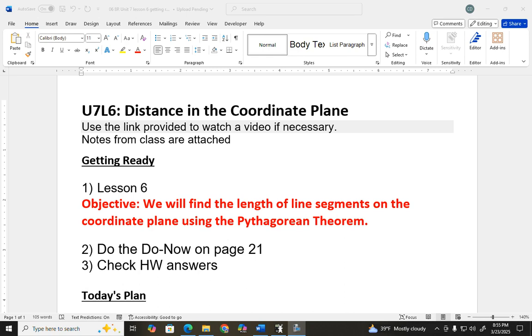So today we are on lesson 6. We will still be using the Pythagorean theorem, but we will be using it to find the lengths of line segments on the coordinate plane. So we will be plotting points, drawing right triangles, using the Pythagorean theorem so that we could find how long a side is. So if you could just write down the objective, do the do now on page 21.